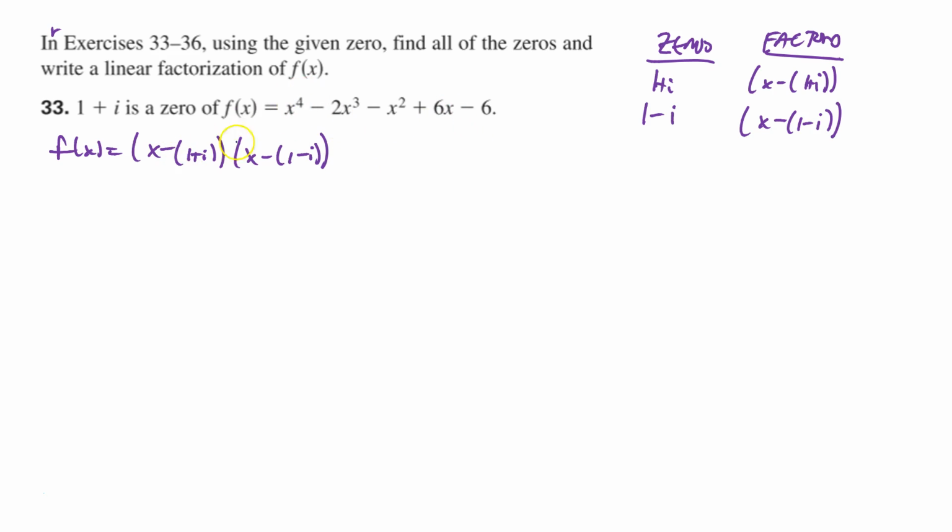I'm looking for a quartic. I must be missing 2 more factors. I don't know what they are. So how do we undo multiplication? How do I figure out what this is? Well, I'm going to divide f of x by these 2 factors.